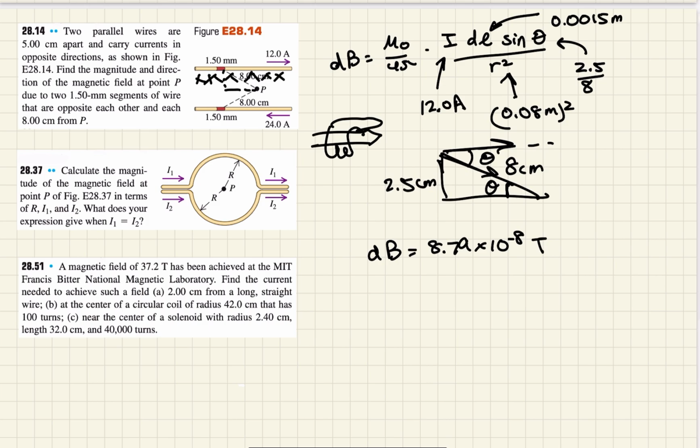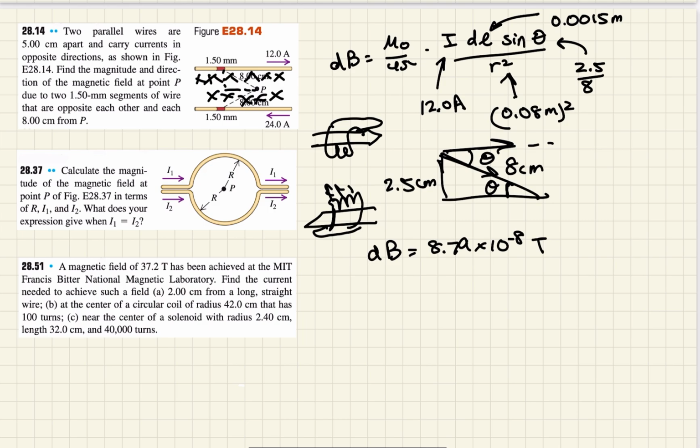For this other one, the current is going the opposite way. And this time you want your thumb to point this way, so your fingers point that way, so your thumb points to the left, and that again is into the page. So they both are going in the same direction, which means you add their magnetic fields.